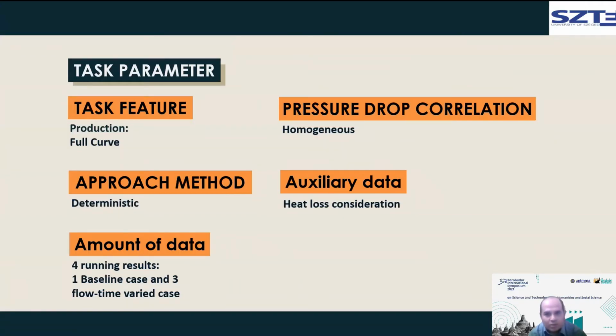And in this wellbore simulator, we use some task parameters. First, for the task feature, we use the production flow curve. And for the pressure drop correlation, we use the homogeneous. For the approach method, we use deterministic. And for the auxiliary data, we use the heat loss considerations. And the amount of data we are running for scenarios is 1 baseline case and 3 flow time varied cases of 8 hours, 3 days, and 7 days.